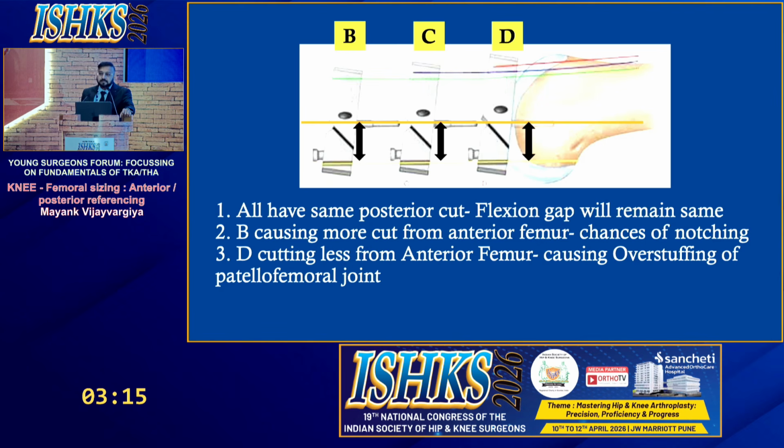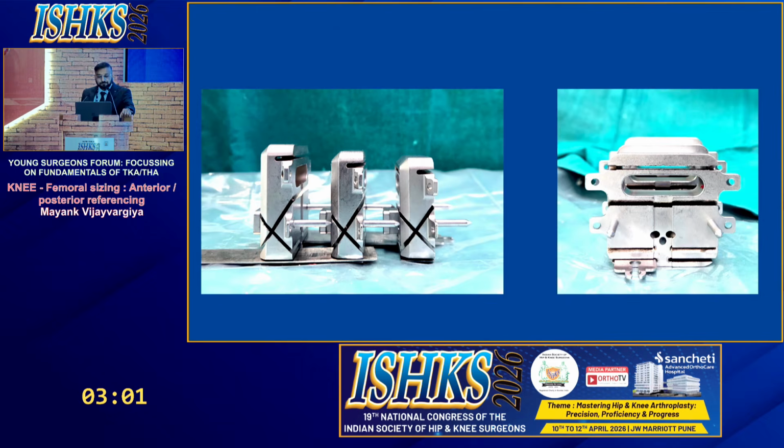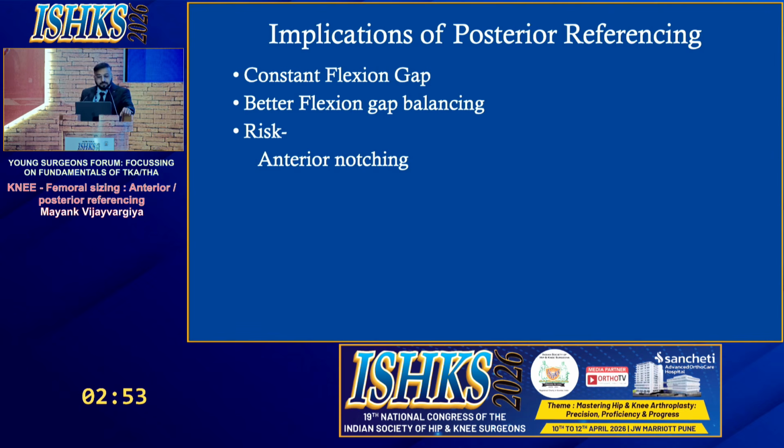If size C is the optimal fit for that femur, if you are using a size B, it will cause notching. And if you are using a size D, it will cause overstuffing. And the recommendation in this system is use a bigger size if you are in between sizes. The distance between the lug hole and the posterior saw cut remains the same in between the sizes in this system.